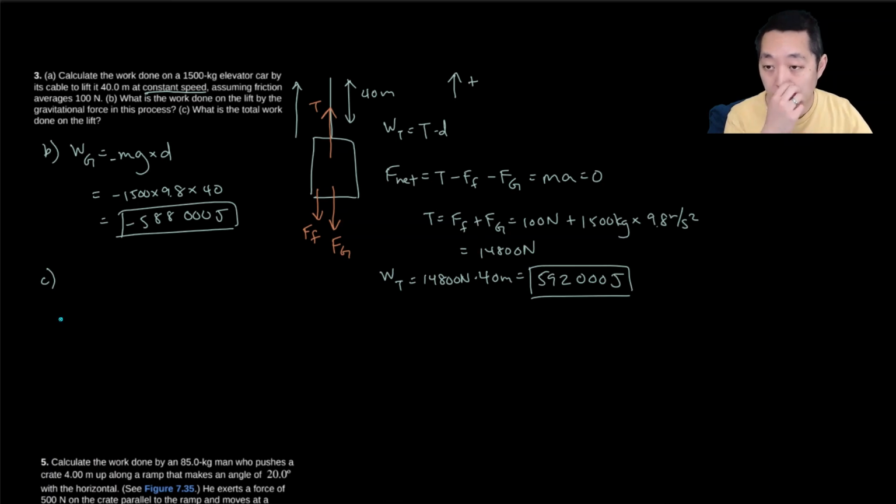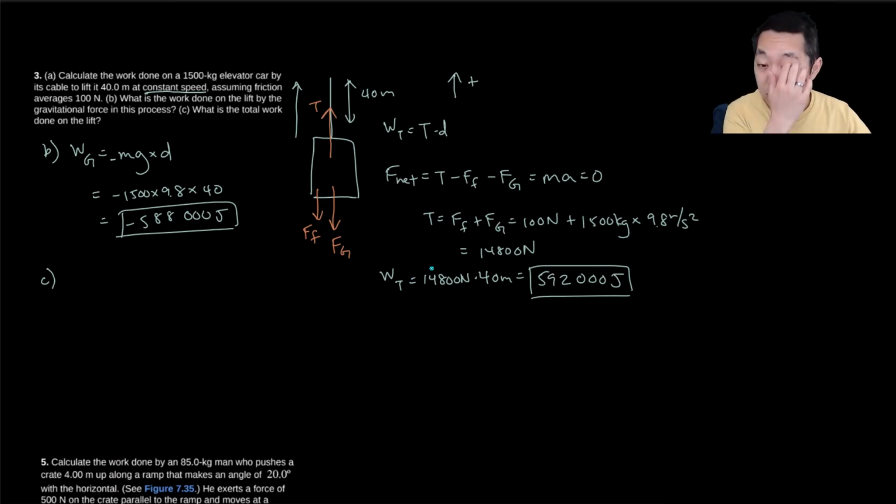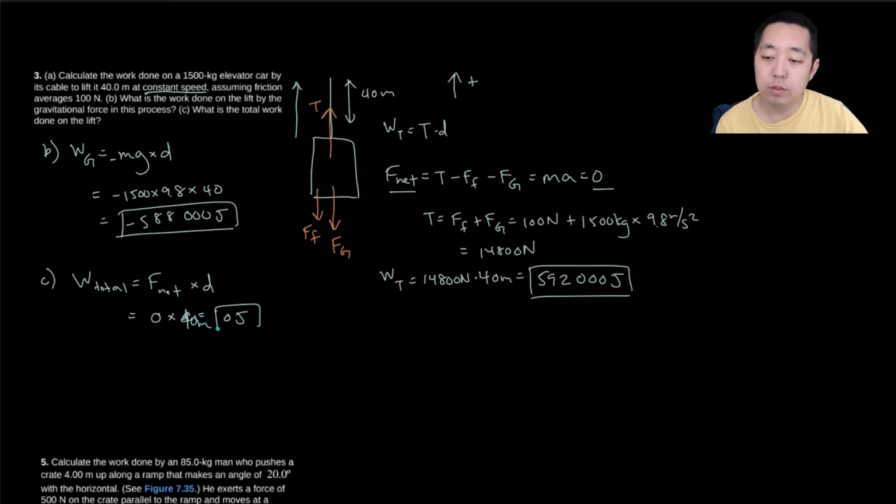And so what is the total work done on the lift? The total work is the net force times the distance. The net force though is 0, right? Because we found the net force was 0. So it's 0 times the distance, 40 meters, and that's 0 joules. So no net work is done.